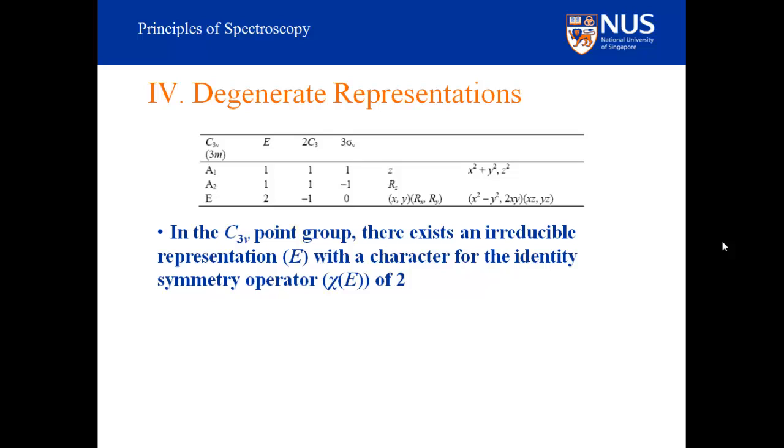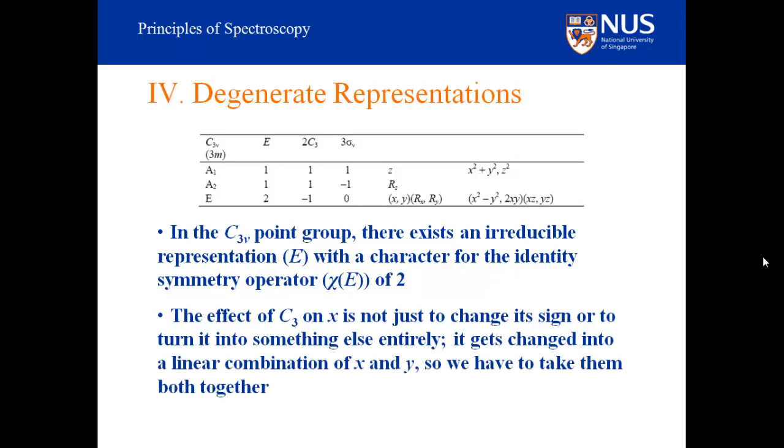In the C3V point group, there exists an irreducible representation E with a character for the identity symmetry operator of 2. We can see that X and Y transform like this degenerate irreducible representation. In fact, the brackets around the X and Y indicate that we must treat this degenerate basis set together. As we need two basis functions to describe this representation, the character of 2 under the identity makes sense. But what about the character under other symmetry operations?